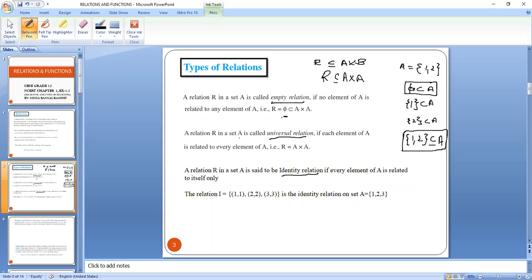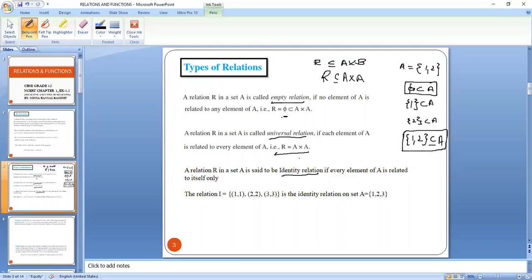A relation R in a set A is called universal relation if each element of A is related to every element of A, that is R is equal to A cross A. If we are taking relation R such that every element of A cross A is present in the relation R, we will say that our relation is universal relation.